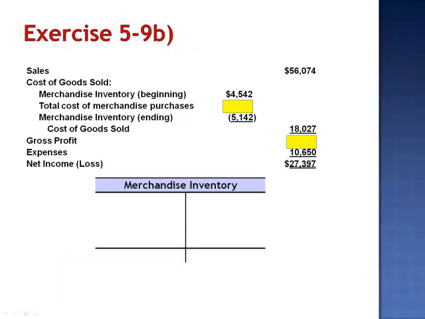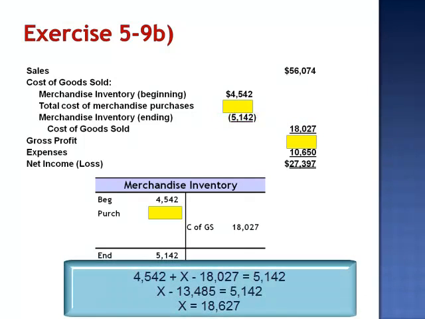Letter B asks us to solve for the amount of merchandise purchases and gross profit. To solve for the amount of our purchases, we have beginning inventory $4,542 plus purchases of X minus cost of goods sold $18,027 equals ending inventory $5,142. Solving for X, our purchases are $18,627.